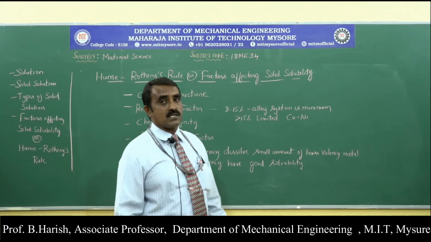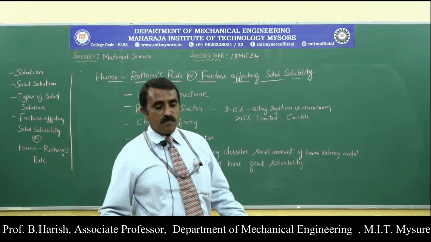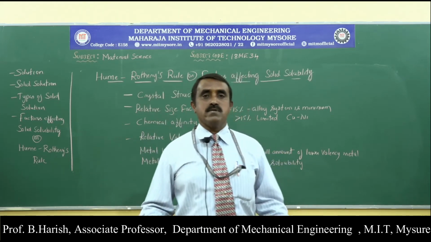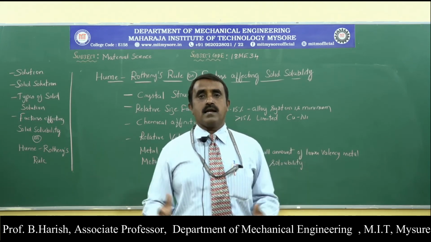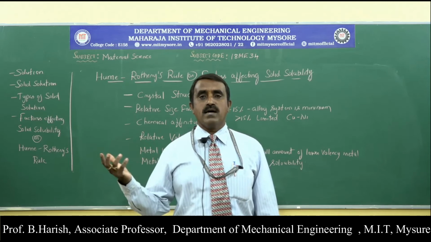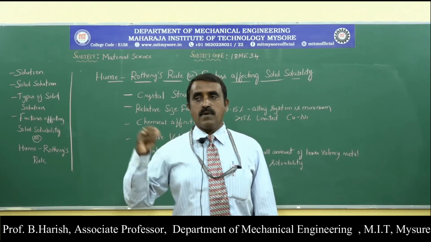Now how can we check this chemical affinity? The periodic table, what we studied in basic chemistry, where the metals are arranged in a systematic way, that is in a periodic table.